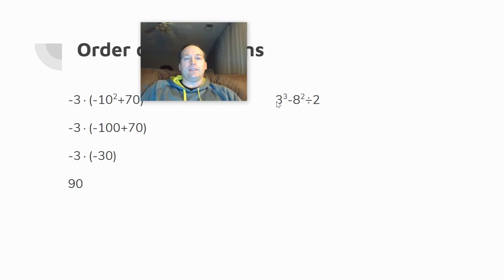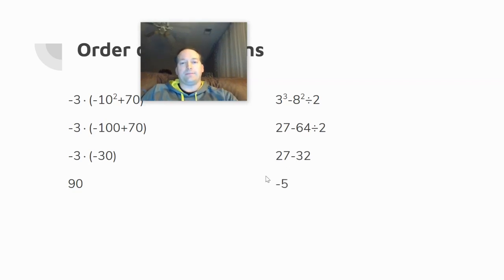Okay, last one is 3 cubed minus 8 squared divided by 2. We're going to do parentheses first. There's no parentheses. So now we do exponents. 3 cubed is 27. 8 squared is 64. So 27 minus 64 divided by 2. Next thing we do is multiplication and division. I have a division here, so I use what's right before it and what's right after it. So 64 divided by 2 is 32. So this is 27 minus 32, which is negative 5.